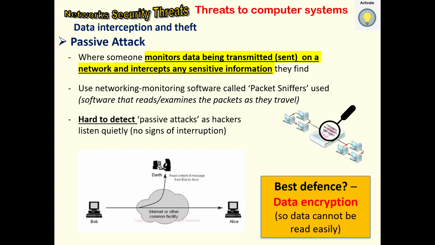Now, passive, because it's quiet, it's hard to detect. There are often no obvious signs of someone doing it. They're just watching the data going backwards and forwards so it can be captured. The best way to protect against passive attack, of course, is encryption, which we will look at later on, which makes it hard to read and to understand. Passive.